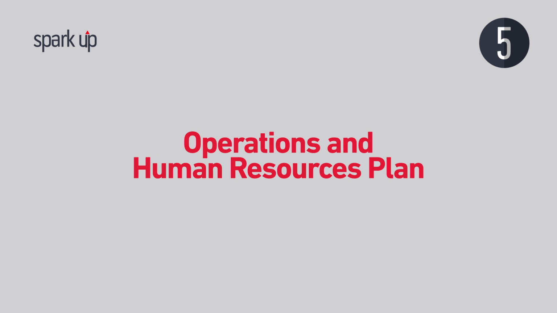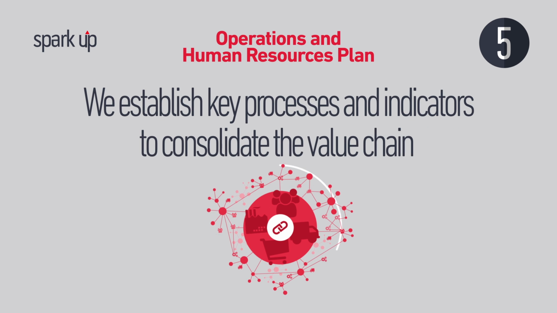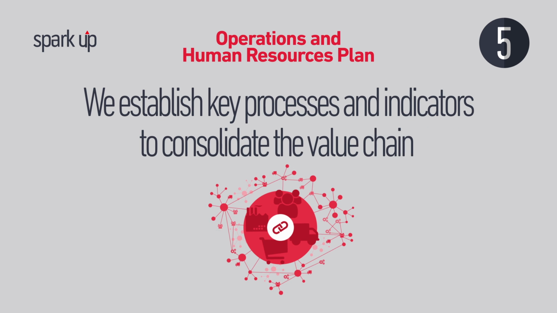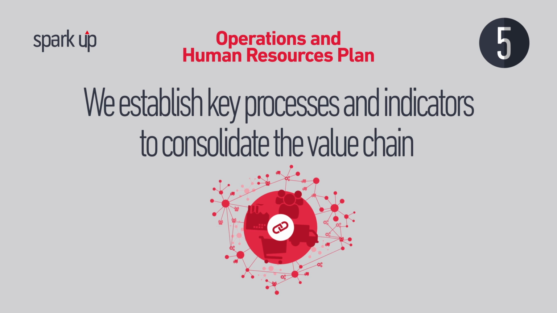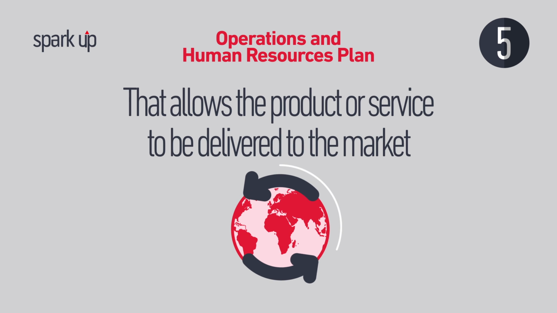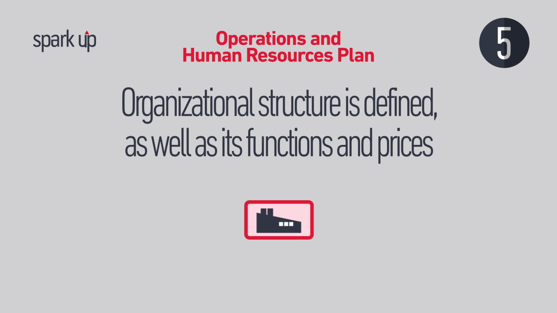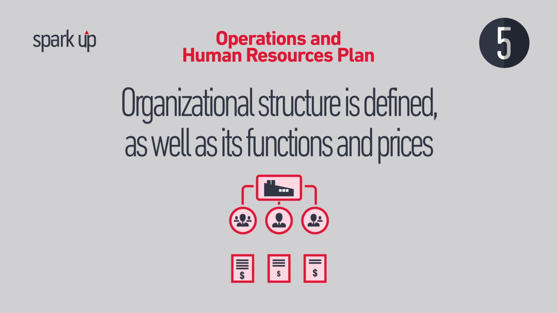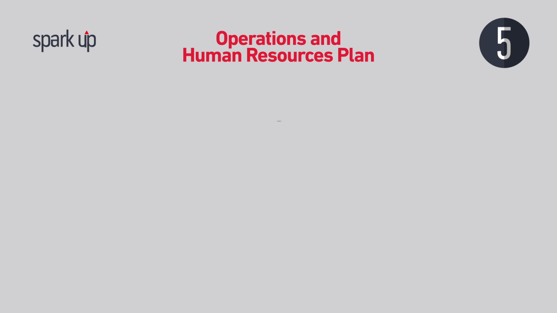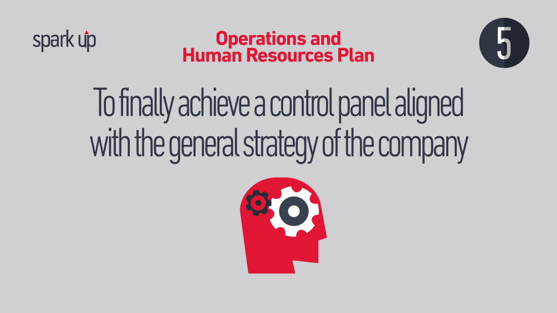5. Operations and Human Resources Plan. In this stage, we establish key processes and indicators to consolidate the value chain that allows the product or service to be delivered to the market. Organizational structure is defined, as well as its functions and prices, to finally achieve a control panel aligned with the general strategy of the company.